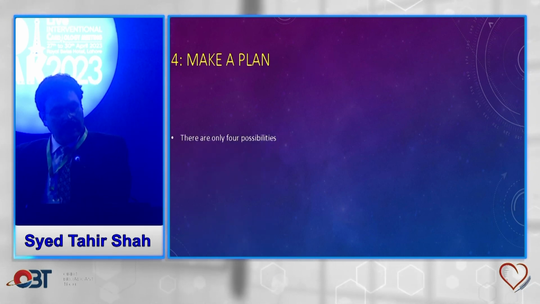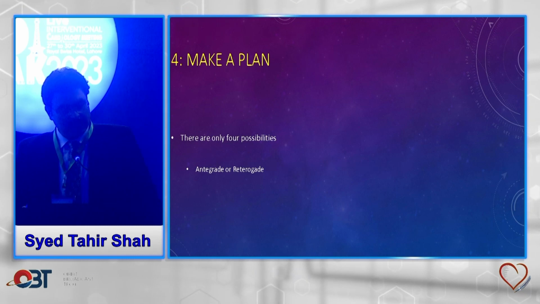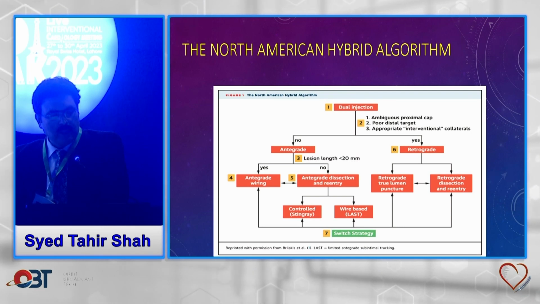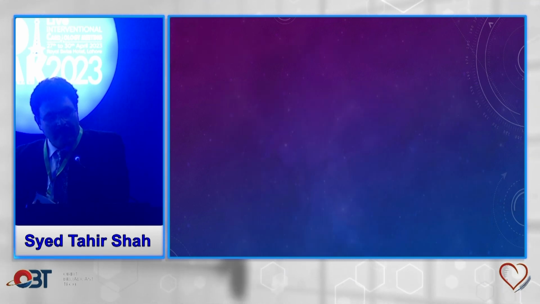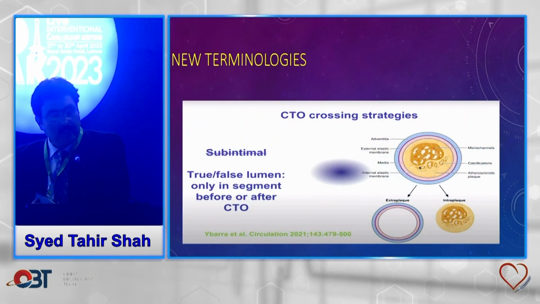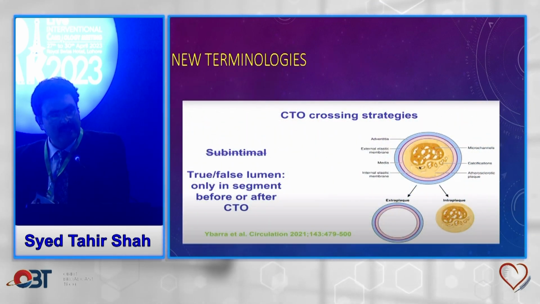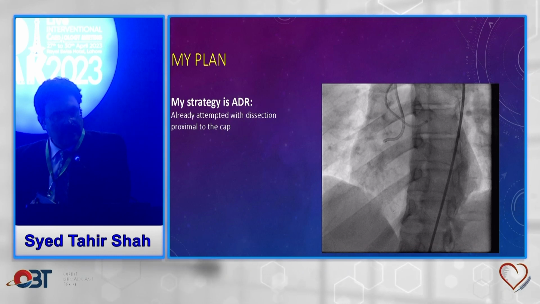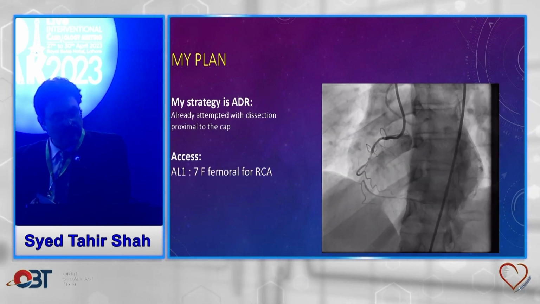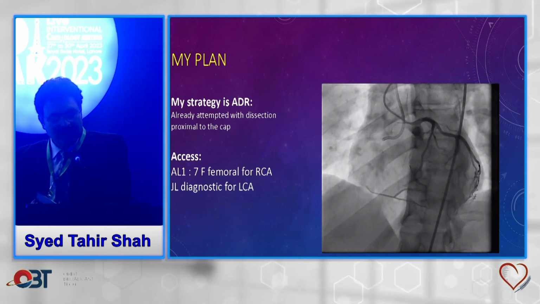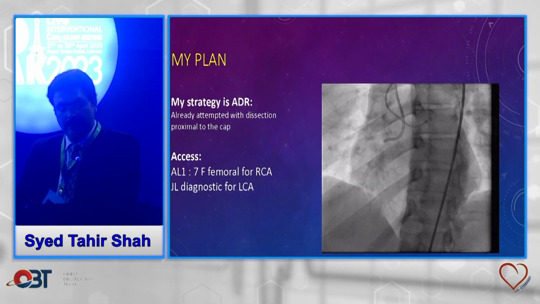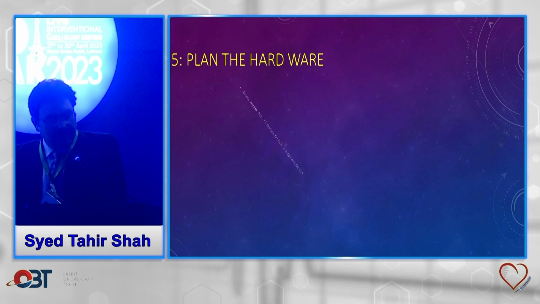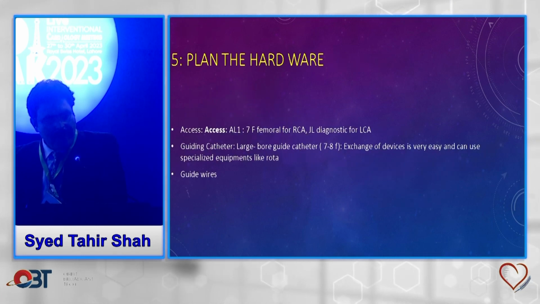Make a plan. There are 4 possibilities: antegrade or retrograde, wire escalation, or dissection and re-entry. This is the common North American hybrid algorithm, very commonly used. And then new terminology comes in: extraplaque and intraplaque rather than subintimal tracking. And then my plan is ADR, because it is already a dissected plane. I started with 7 French femoral, radial access. Better to have 2 guiders, and another important thing which I would like to highlight is a protective wire in the donor vessel. Then plan the hardware, already discussed in detail.